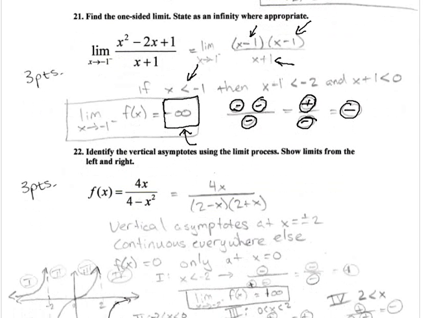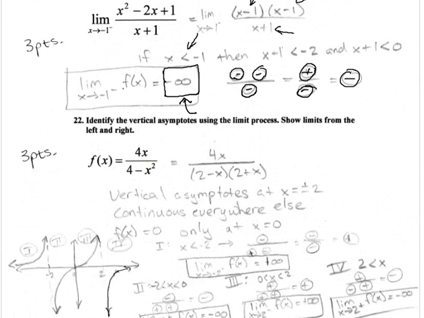So, all right, number 22. You do have to write this: the limit as x goes to -1 from the left is negative infinity. Okay.